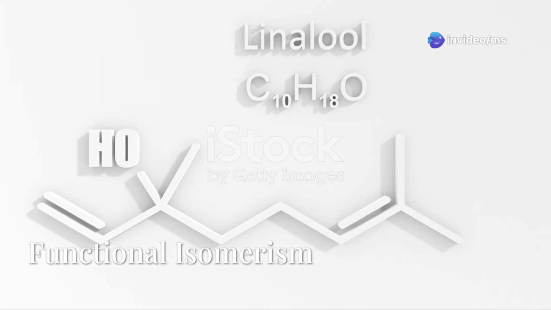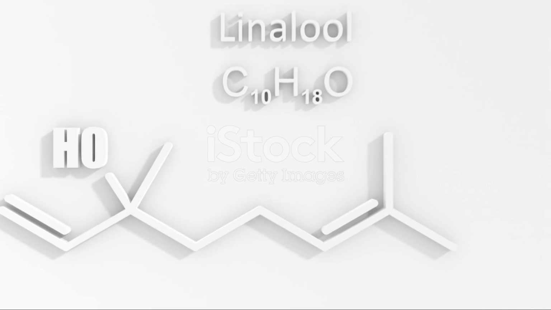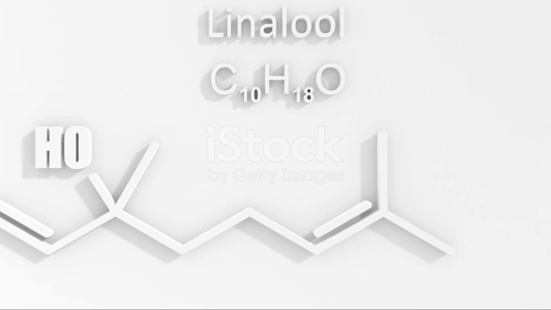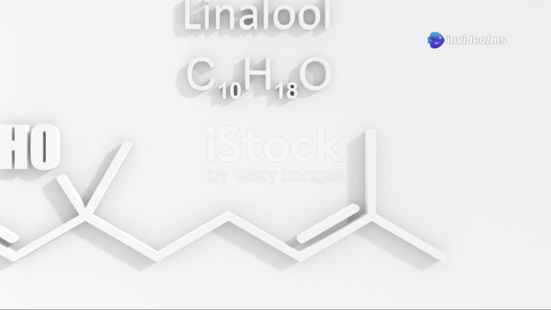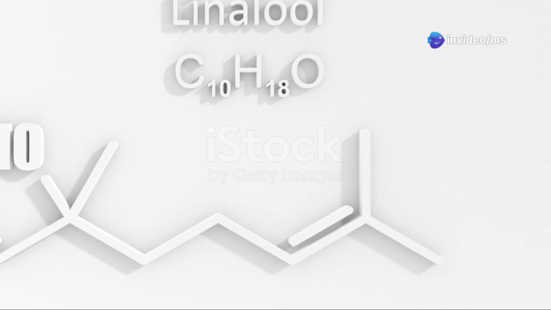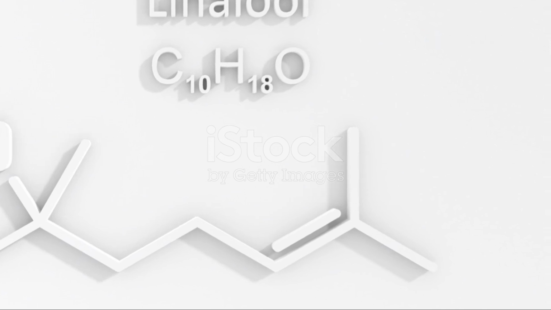Functional isomerism occurs when compounds have the same molecular formula but different functional groups. For instance, consider the molecular formula C3H6O. This can represent two different compounds, propanal, which is an aldehyde, and propanone, which is a ketone.